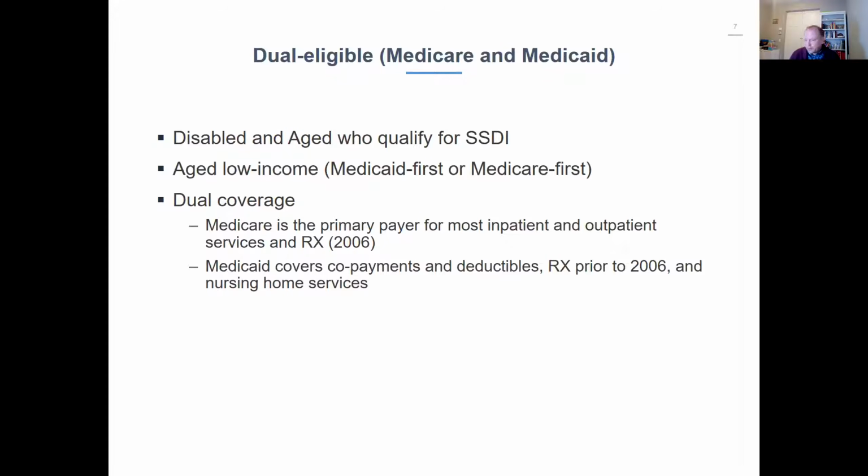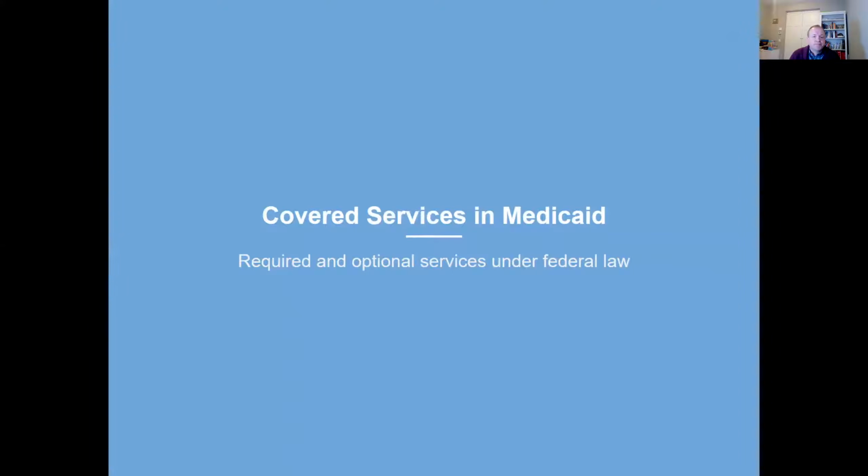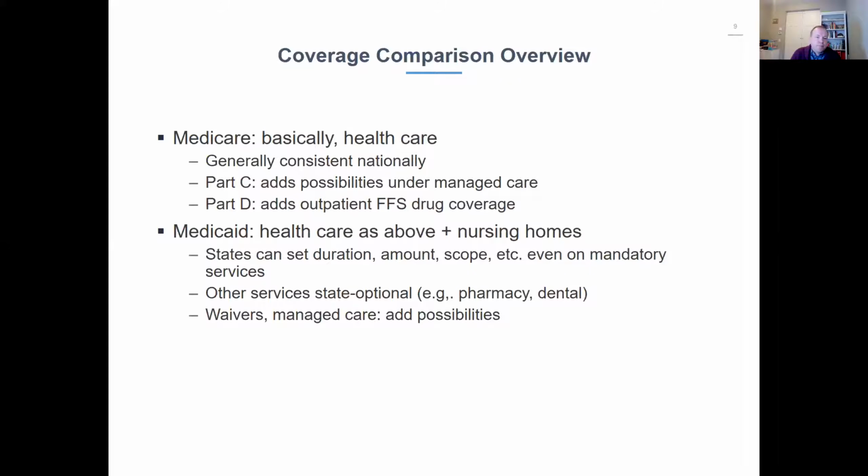One thing to note, I think we actually talked about this on the next slide. Yeah, so covered services, we have in Medicare, if you want to think about it, Medicare basically covers healthcare. Generally, it's consistent nationally. There are some regional coverage determinations that might add in some variation, but generally speaking, Medicare is a pretty standard program nationally. Part C adds in possibilities under managed care, a different way for paying for services and for enrollees. And Part D, of course, adds outpatient fee-for-service drug coverage.